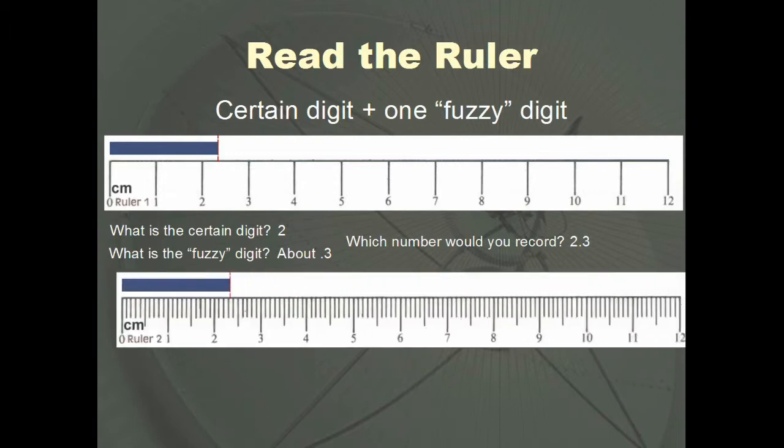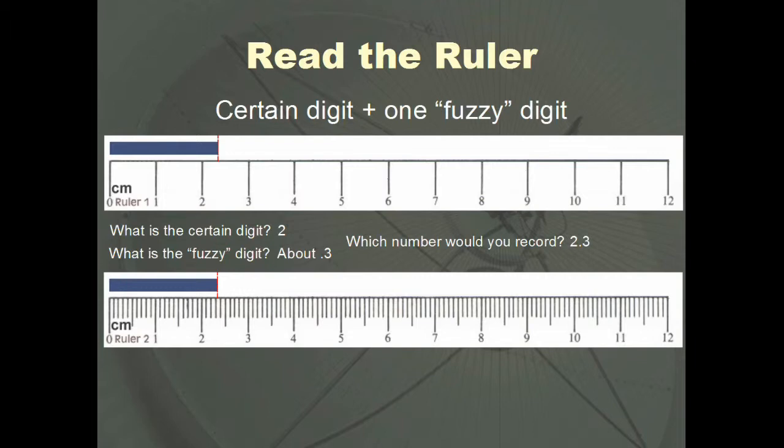Well, what about if I change the ruler a little bit? Here's one with much finer increments. The blue bar is still the same length.